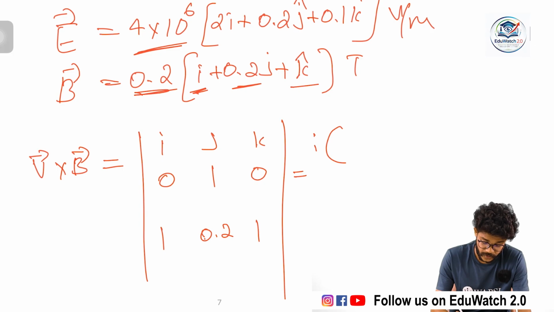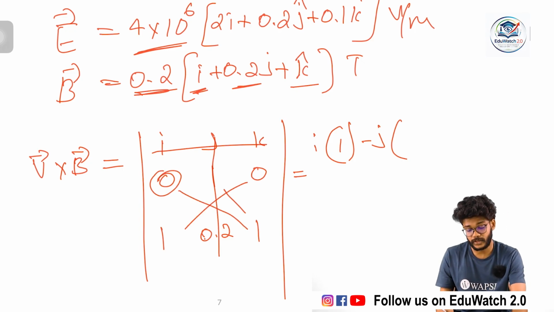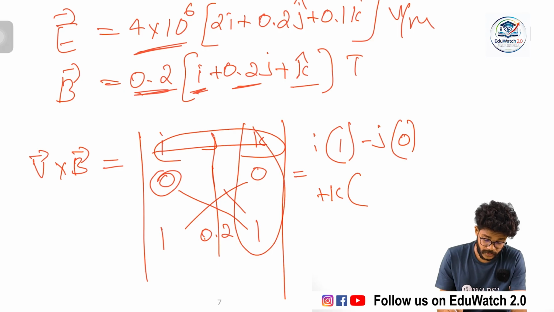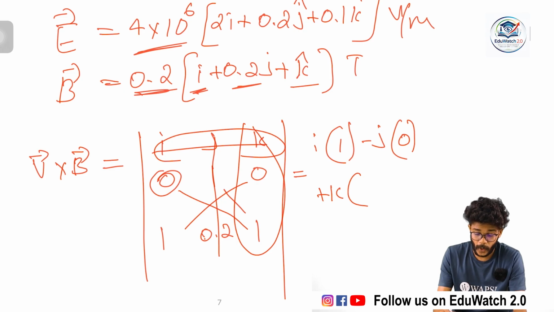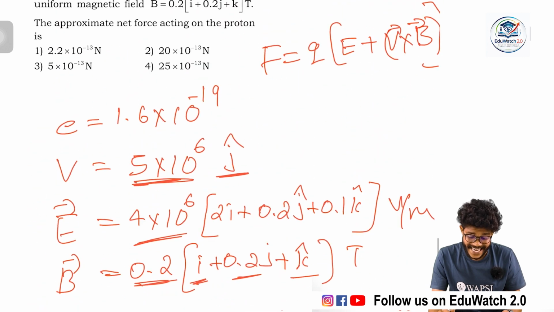i into 1 into 1 is 1 minus 0, so i into 1 minus j into 0. Actually we can cut these two zeros, so 0 into 0 into 1 is 0, 0 into 1 is 0, so j into 0 plus k into, okay, we can leave these two columns, and 0 into 0.2 is 0 and minus 1. So V cross B is i minus k. Okay, V cross B is i minus k, and what is E?